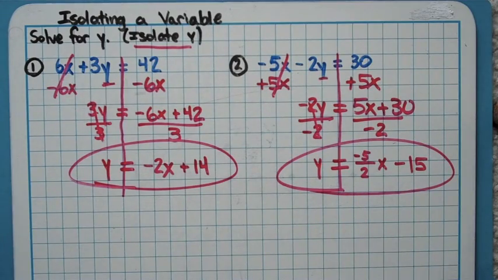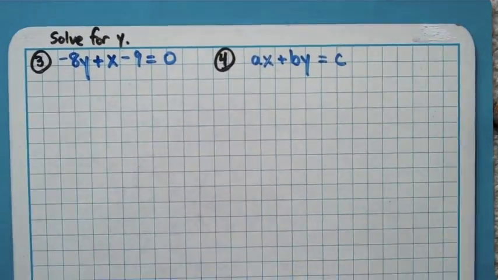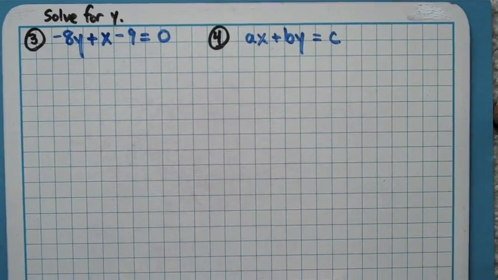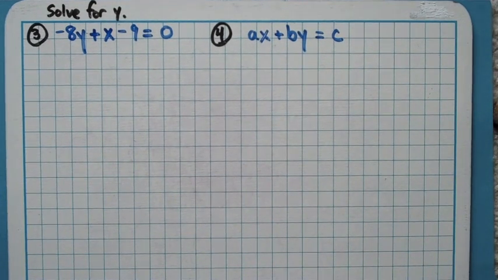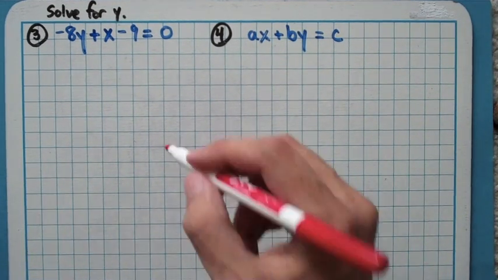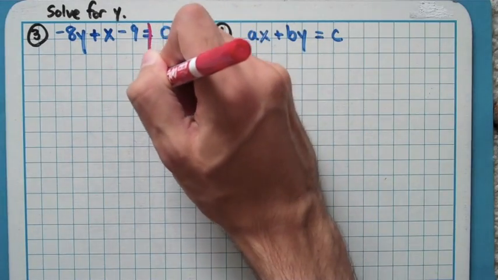Got 2 more problems I want to go through in this video. More of the same sort of stuff. Same instructions. I want to get y by itself in each of these problems here. Again, if you're feeling up for it, try pausing the video and try the problem for yourself. See where it takes you.